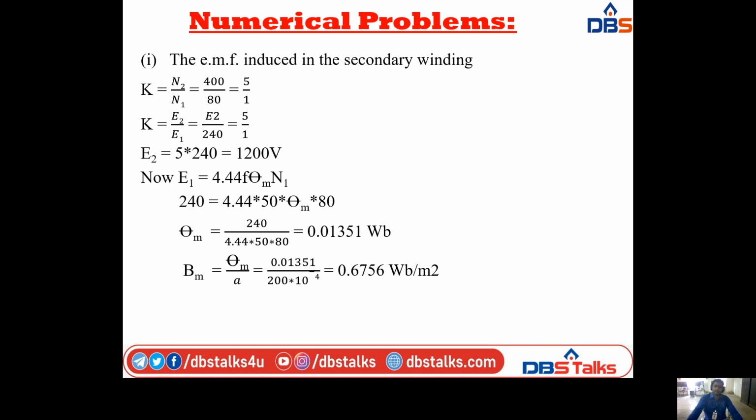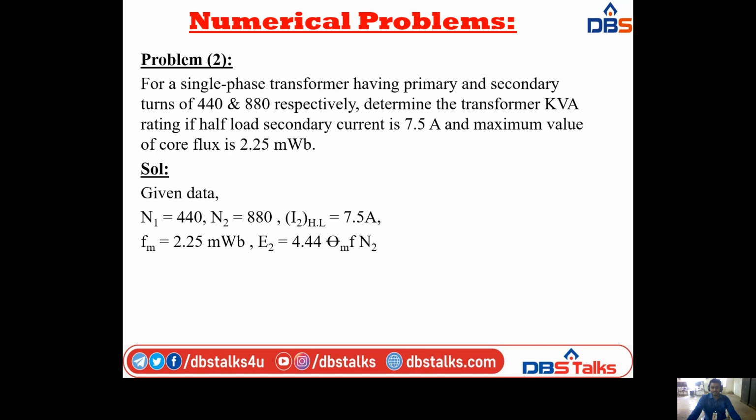This is the solution for the first problem, and we are moving to the second problem. For a single phase transformer having primary and secondary turns of 440 and 880 respectively, determine the transformer kVA rating if the half load secondary current is 7.5 amperes and the maximum value of core flux is 2.25 milliwebers.